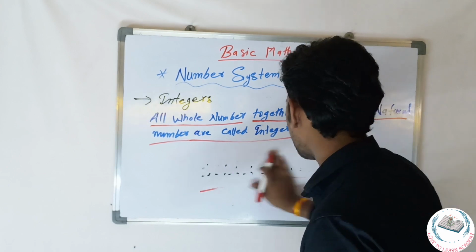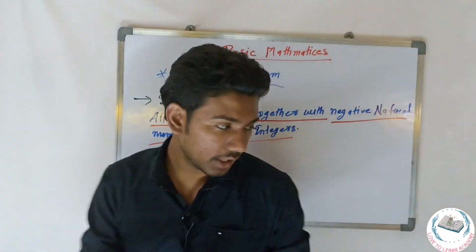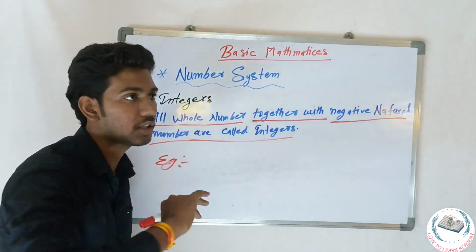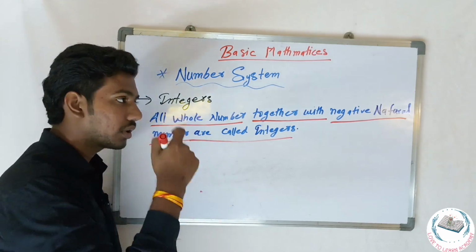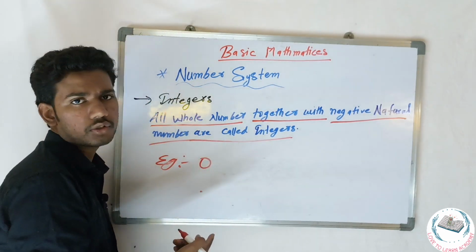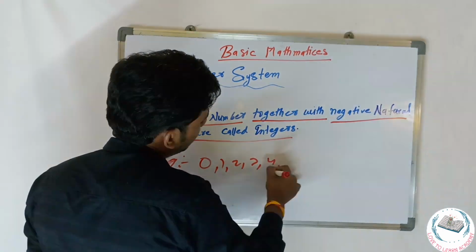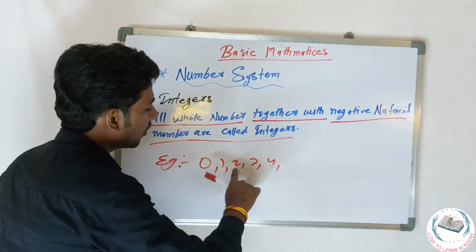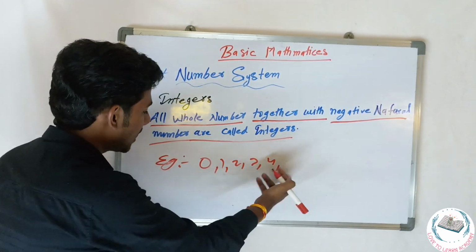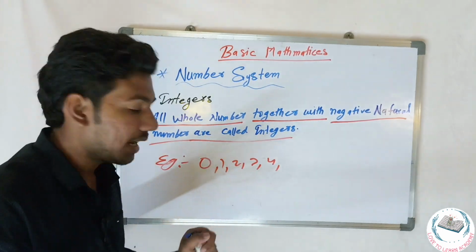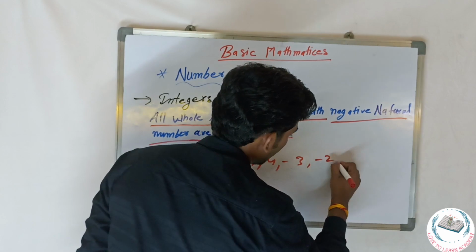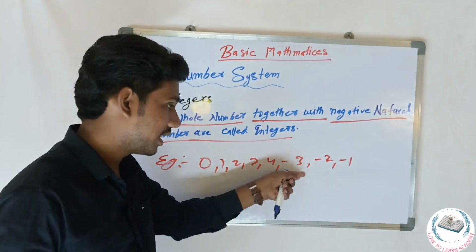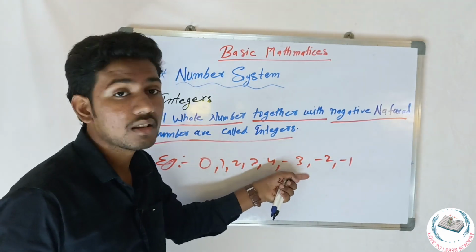Let's take an example of integers. You can write integers like natural, whole, everything. 0 is also an integer. 1, 2, 3, 4 are integers as well. 0 is a whole number, 1, 2, 3 are whole numbers and natural numbers too. But if you write -3, -2, -1, is it a natural number? No. Is it a whole number? No. But it is an integer.